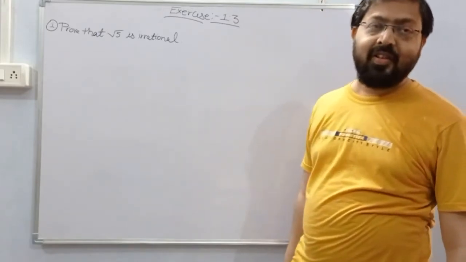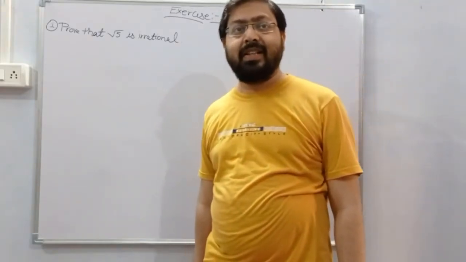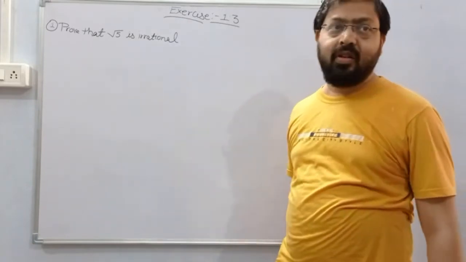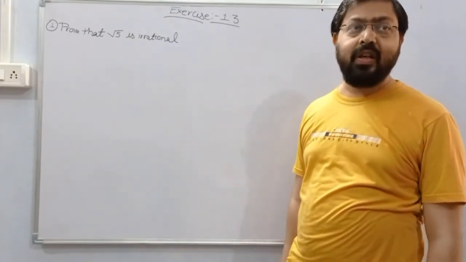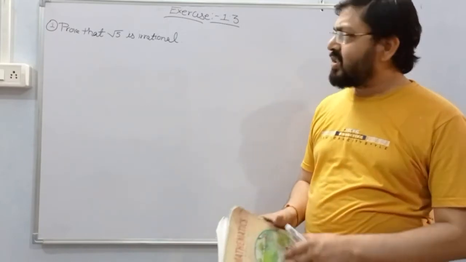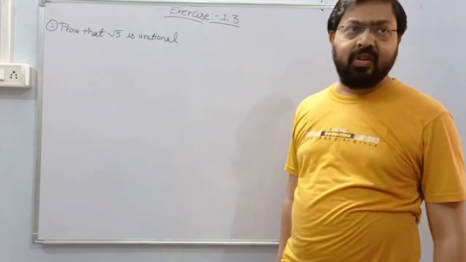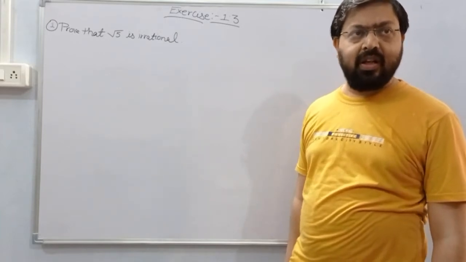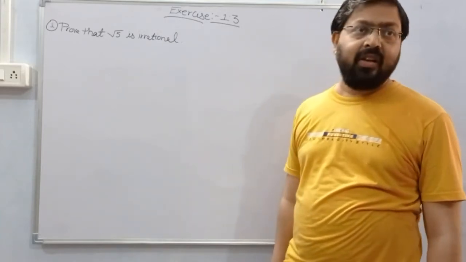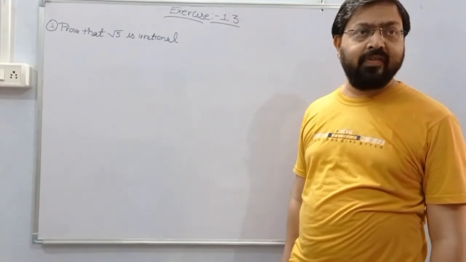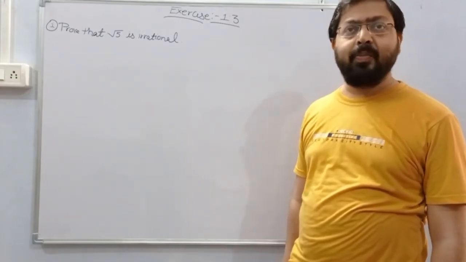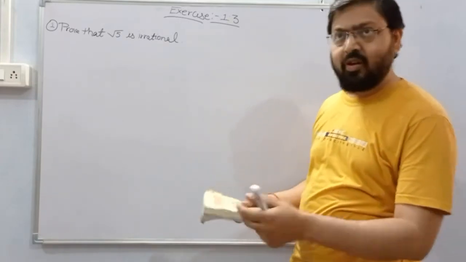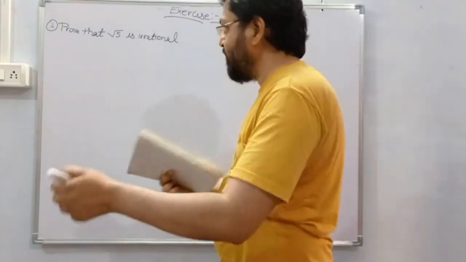Students, I am going to discuss exercise 1.3 and question number 1. Prove that root 5 is irrational. For this, I assume that root 5 is a rational number. If it is rational, then I can express root 5 in the form of a upon b, where b is not equal to 0. Okay, now I will start writing.